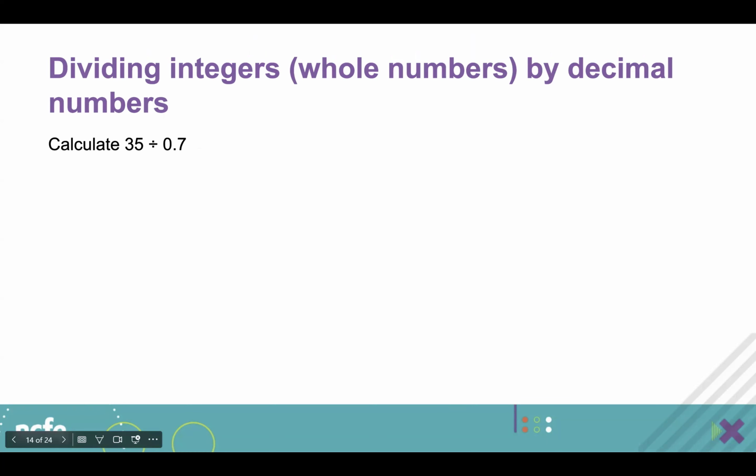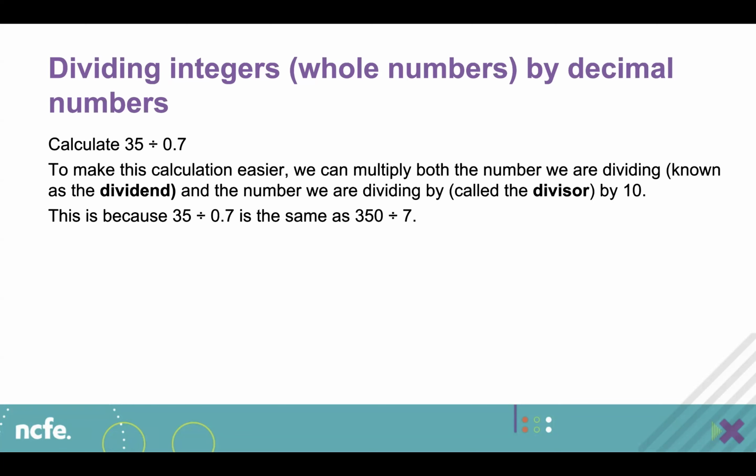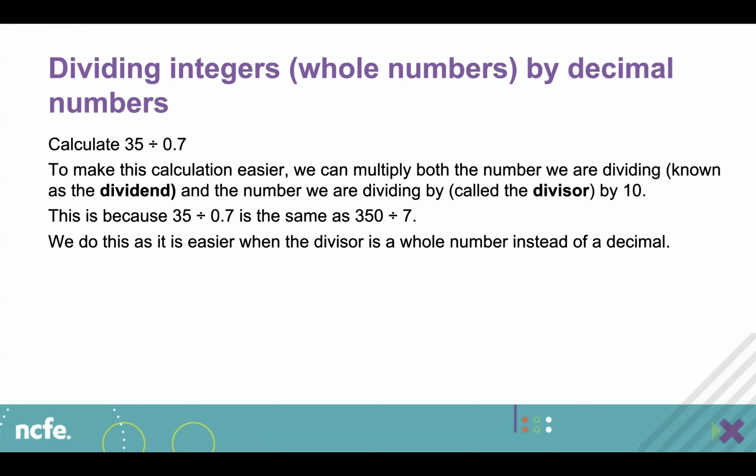Dividing integers by decimal numbers. 35 divided by 0.7. To make this calculation easier, we can multiply both the number we are dividing, the dividend, and the number we are dividing by, the divisor, by 10. So it would equal 350 divided by 7. We do this as it's easier when the divisor is a whole number instead of a decimal.